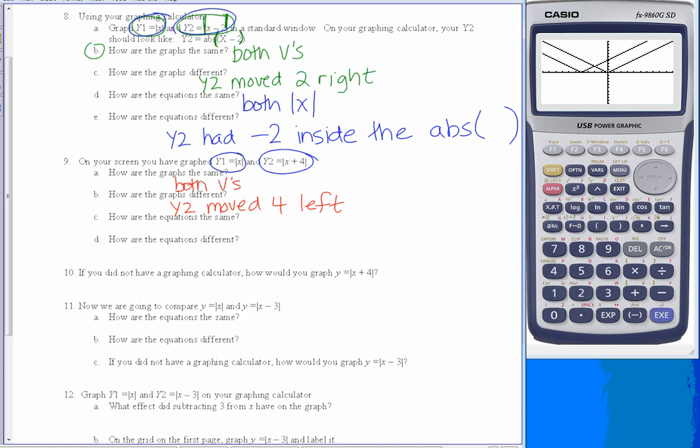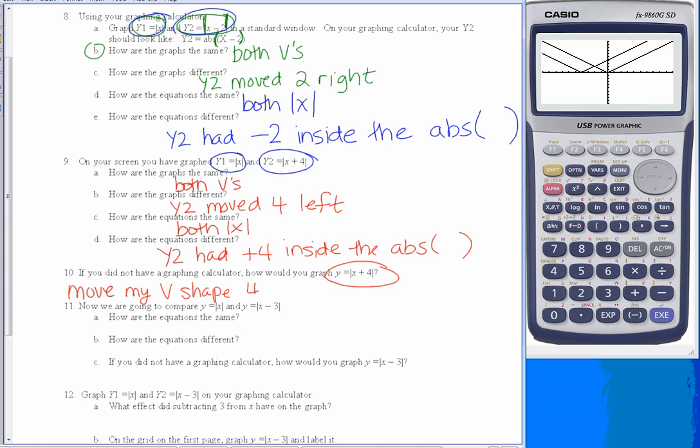Okay. How are the equations the same? Well, again, they were both the absolute value of x. And how are the equations different? Y2 had a plus 4 inside the absolute value. So it looks like something strange is happening here. If I didn't have a calculator, how could I graph this? I would move my V shape 4 to the left. Now, a plus 4 to me usually makes me think of the right 4, but this is going to the left instead.